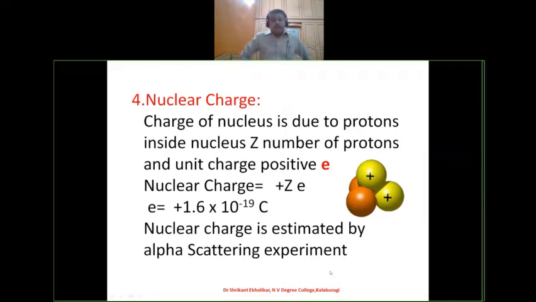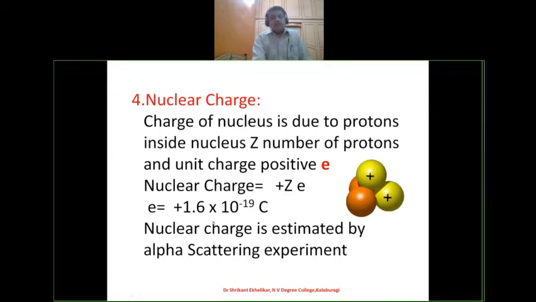Now the second property is nuclear charge. It's very simple. You know what is there inside a nucleus. Inside a nucleus there are protons, which are positive, and neutral neutrons. The number of protons inside a nucleus is given by Z. Z gives only the number 1, 2, 3, 4 like that, and the unit positive charge is plus e. So the total charge on the nucleus is plus Ze, where Z is only a number and e is the unit positive charge.